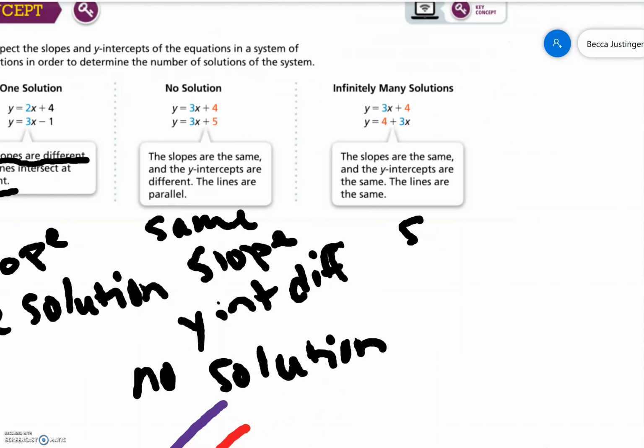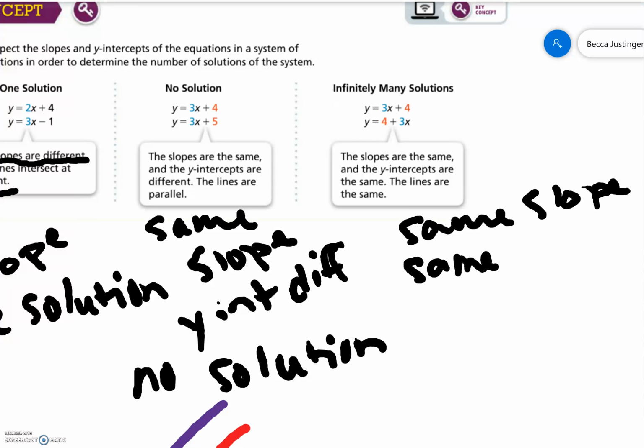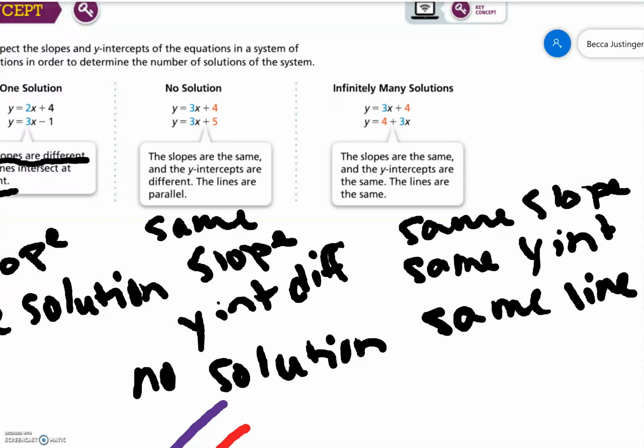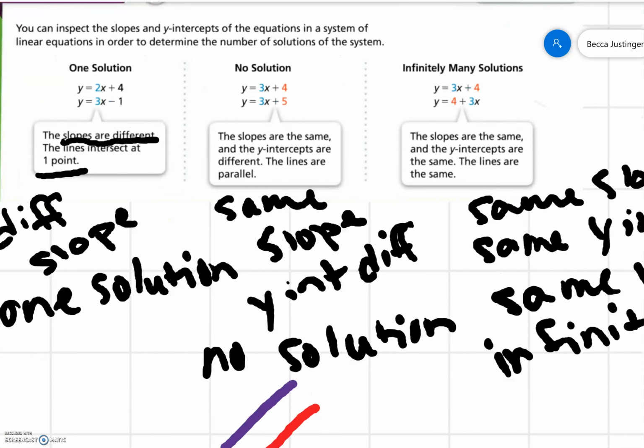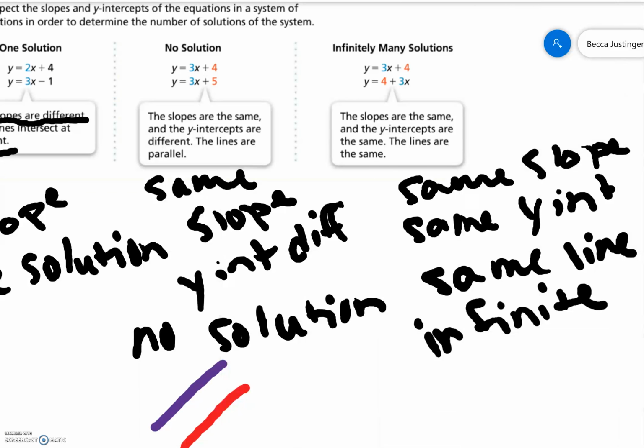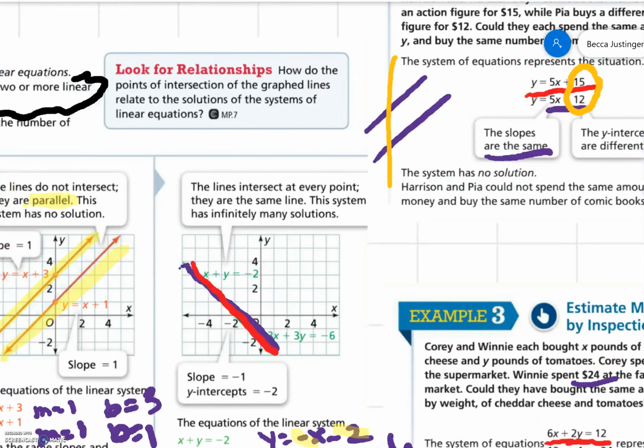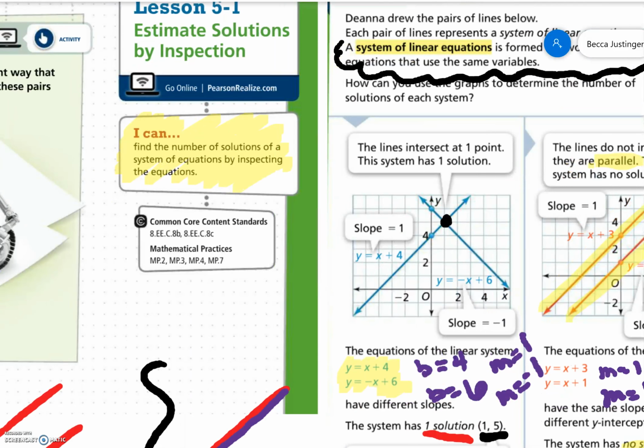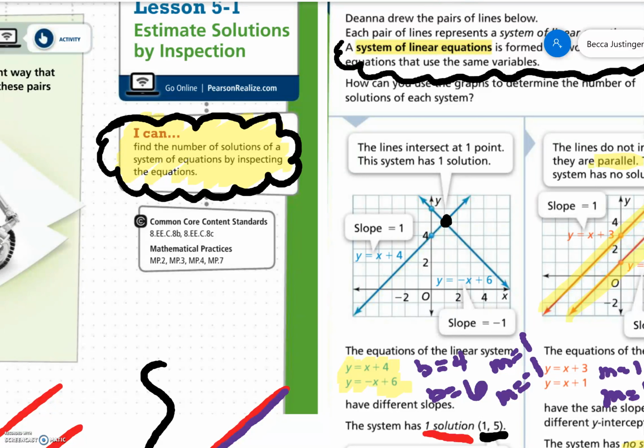Then, if you have the same slope and the same y-intercept, that means it's the same line and there are infinite solutions. So this part of your notes is like the biggest help for you during your homework and your exit quiz. All right, 8th grade, let's say it. I can find the number of solutions of a system of equations by inspecting the equations. Have a great day.